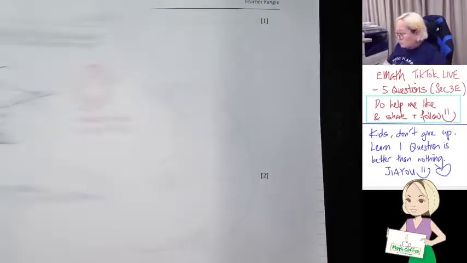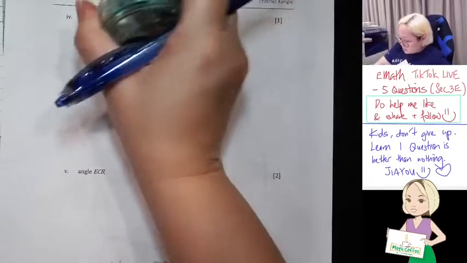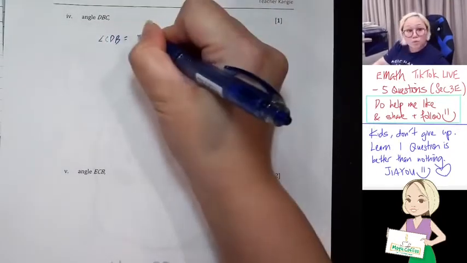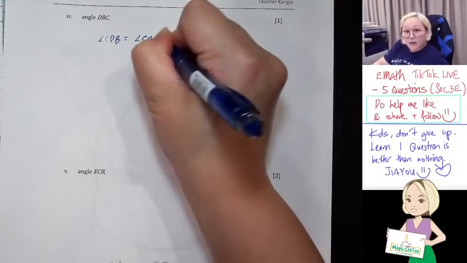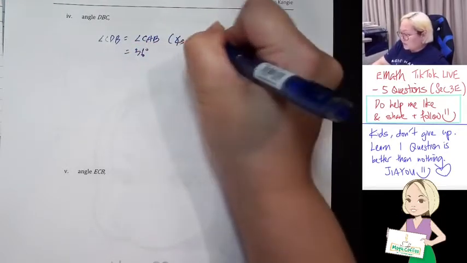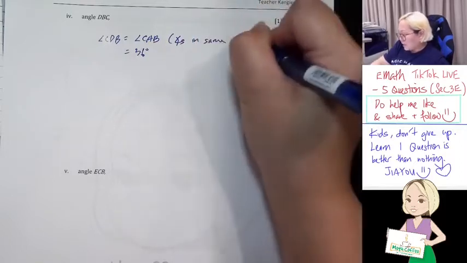So I have to state angle CDB is equals to angle CAB, which is equals to 36 degree. Then this is angles in same segment.